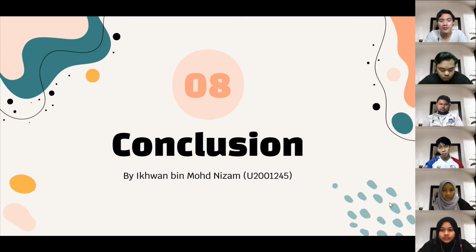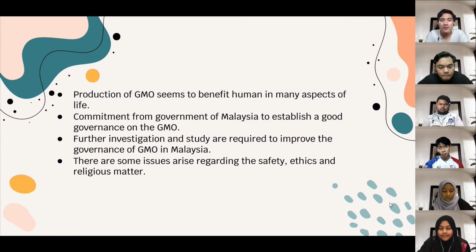So right now we move on to the last section, which is the conclusion. Production of GMO seems to benefit humans in many aspects of life. As explained in the past sections, we found that GMO really contributes to helping us sustain the supply chain of our necessities and the food supply, as they have been genetically modified against our ever-changing world. As we are currently facing extensive climate change and declining food security.